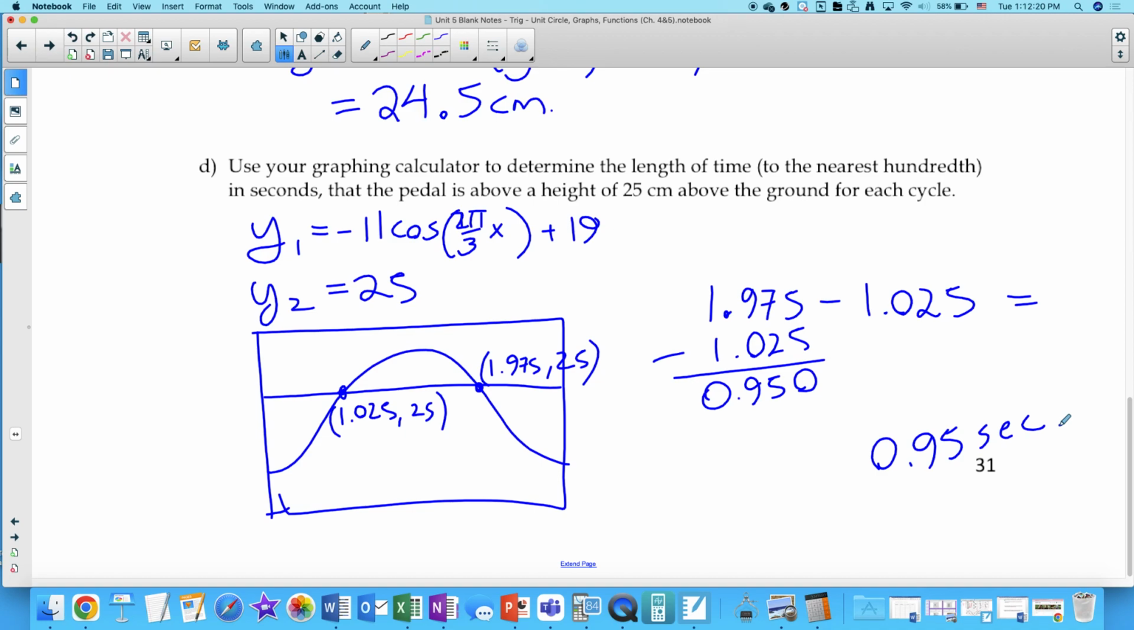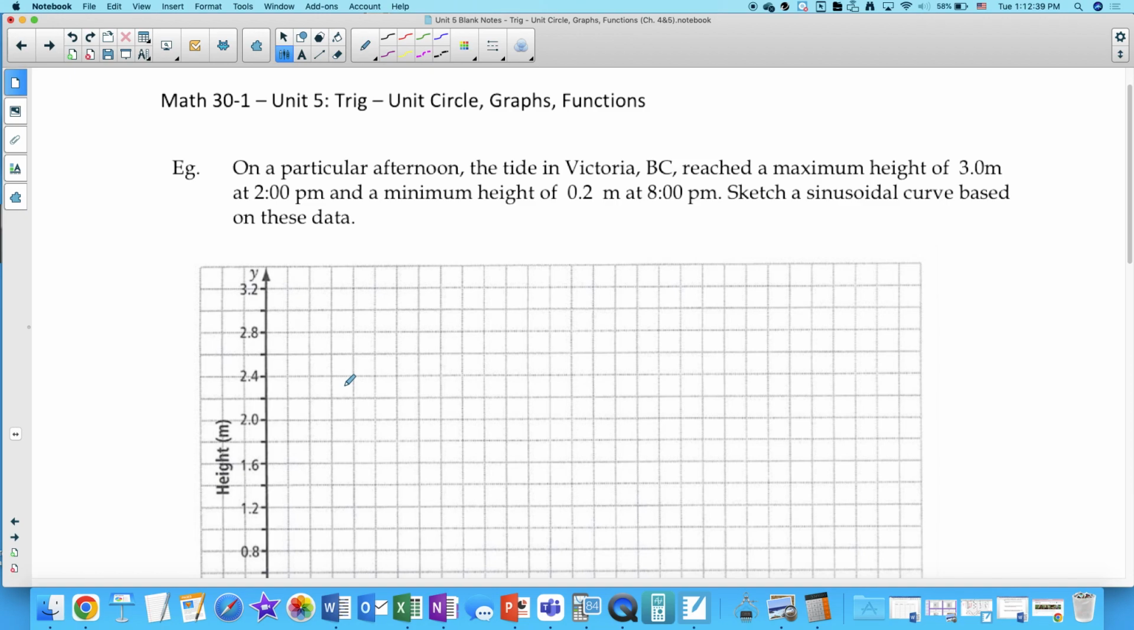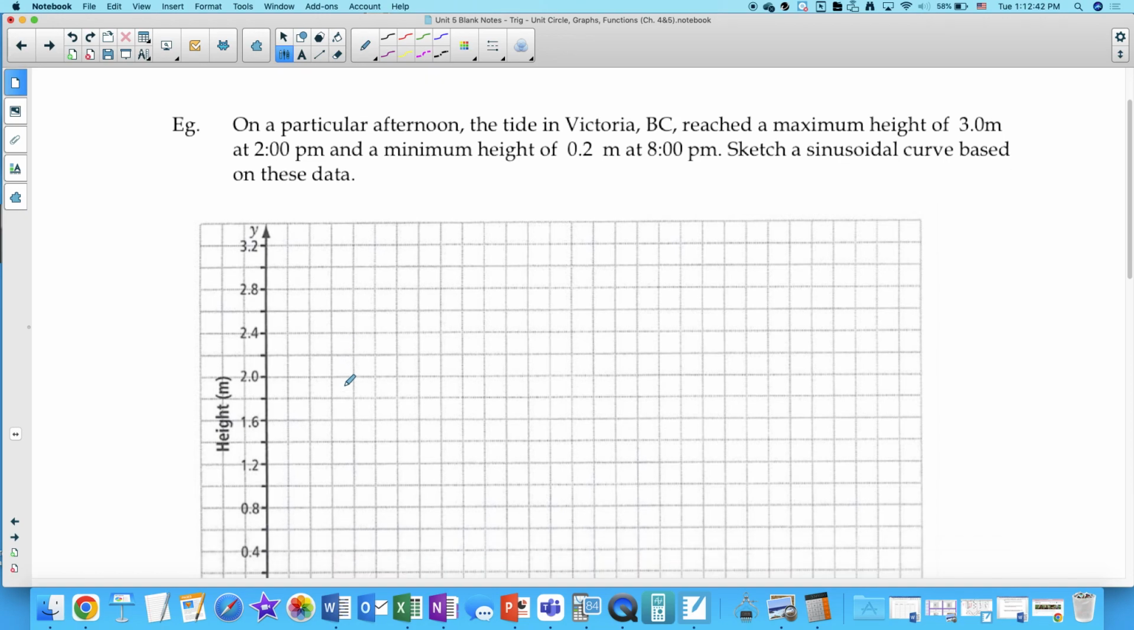Okay. Yes, the wheel question, any sort of wheel, is a classic trig application question. Okay, last question. This is about the tide. Also a very common trig application question. On a particular afternoon, the tide in Victoria, BC reached a maximum height of 3.0 meters at 2 p.m. and a minimum height of 0.2 meters at 8 p.m. Sketch a sinusoidal curve based on these data points.